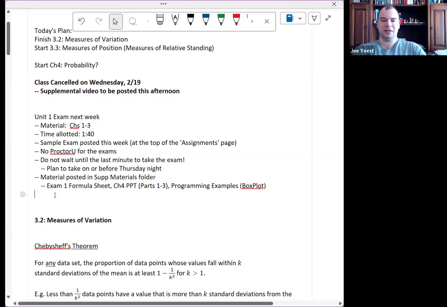You can use a handheld calculator. You can use Excel/StatCrunch. So that technology can be used on the exam, but of course, no other people, no Googling things, anything like that.